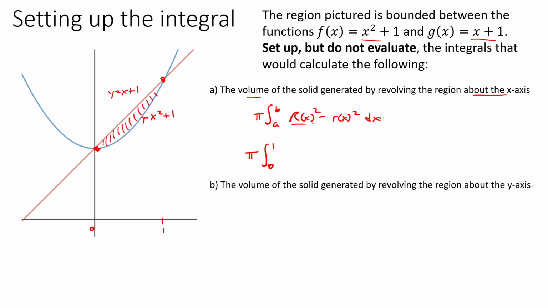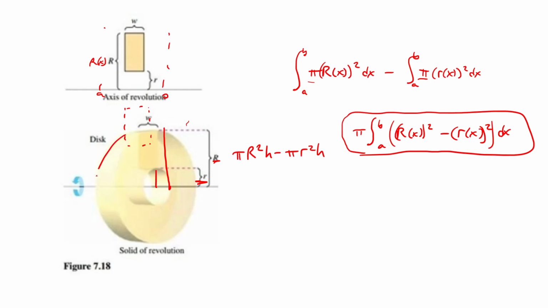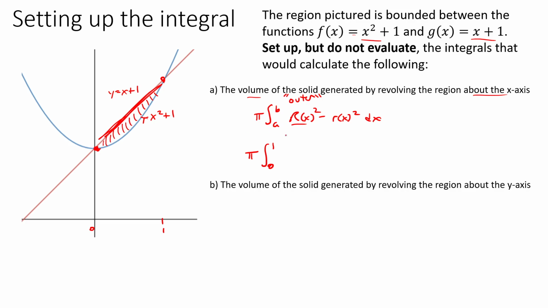All right, now when we say big R, what we mean is the outer radius. So in other words, as we rotate around, this line is going to be the furthest away from the axis, so that is going to make the outer part of the cylinder. Okay, so we'll say x plus 1 squared minus, and then the inner radius would be the parabola. And that's it. We do not need to go any further than that. You do not need to simplify, unless they explicitly ask you to.